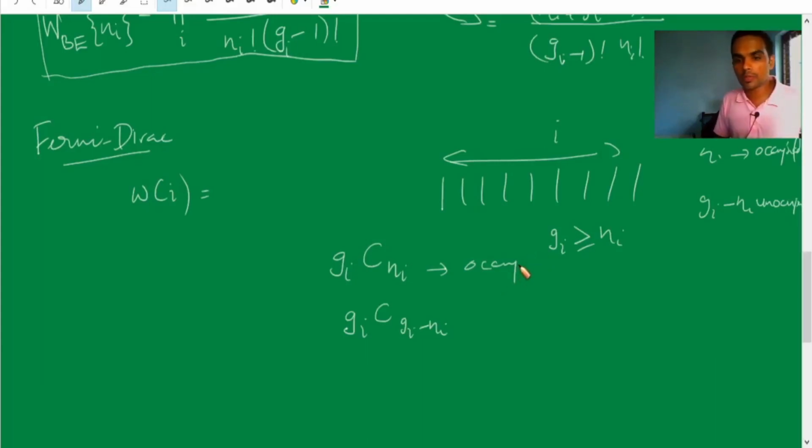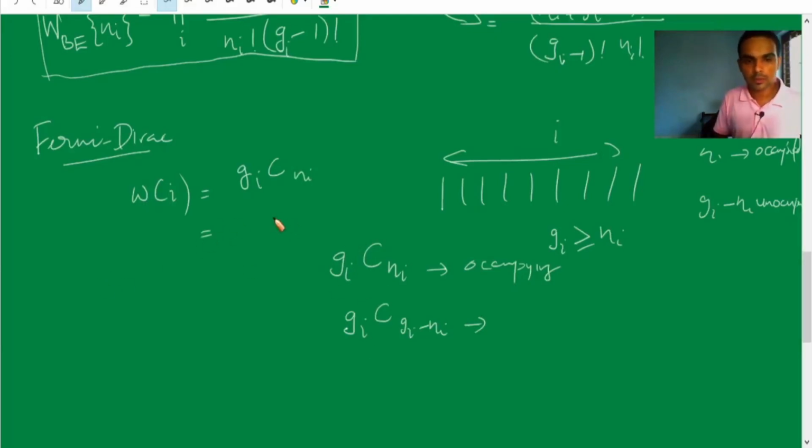Total number of ways of occupying, and this is the total number of ways of unoccupied levels. Both give the same result. So if there are this many occupied, the same number will be there for unoccupied. So this is equal to Gi combination Ni. Both give the same result.